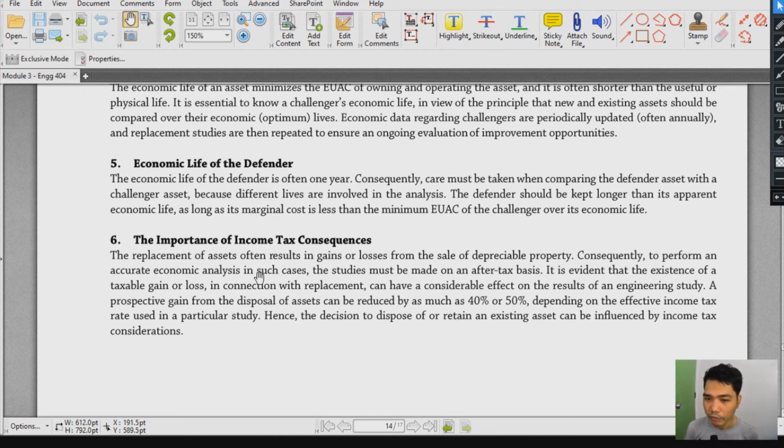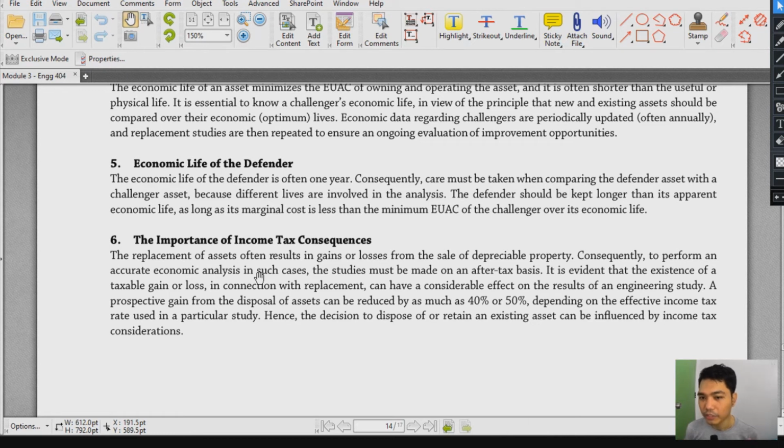But whenever you want to dispose this certain asset that you have, and remember, if your asset has a greater value than the undepreciated capitalized cost, so you will be gaining a certain amount of money after selling kasi mas malaki pa rin yung salvage value niya or market value. So, with that it will be taxable. So, any income that you will be gaining from this disposal will be taxable.